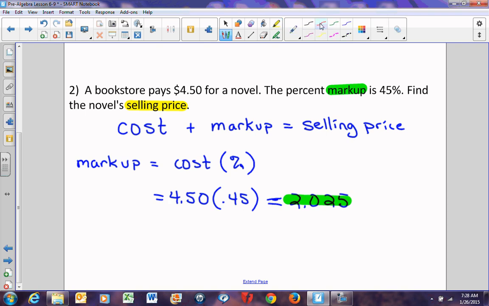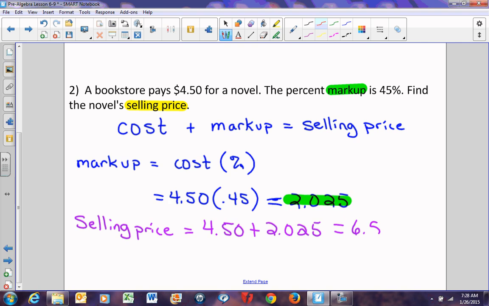Now I need to figure out my overall selling price. So my selling price is what I paid for the book, which was $4.50, plus what I intend to mark it up by, 2.025, okay, which ends up to be 6.525, but I have to round that to the nearest cent, so it's $6.53.